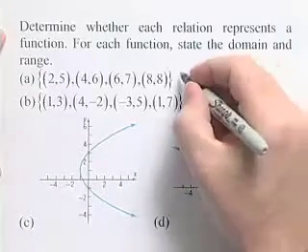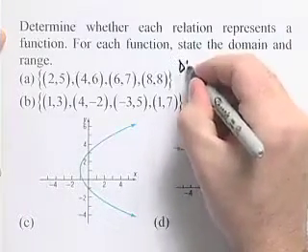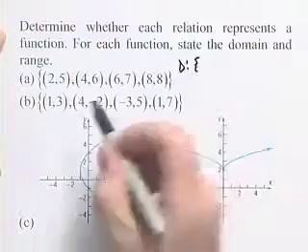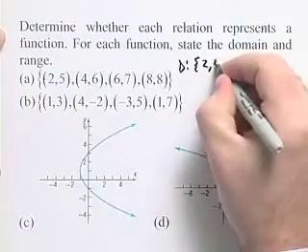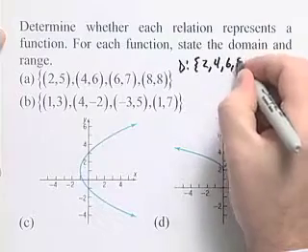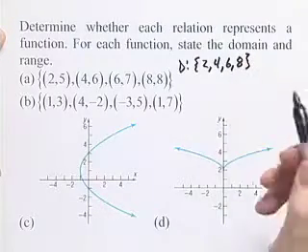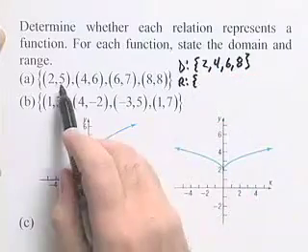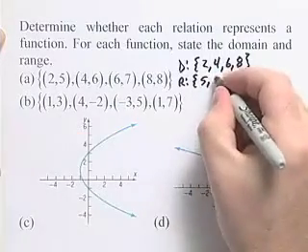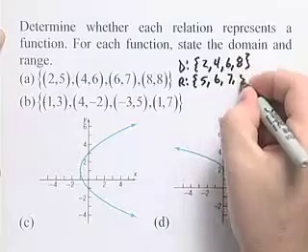Since this is a function, we'll write down the domain. The domain is the set of values that make up the x-coordinates. So we'll have 2, 4, 6, and 8 as our domain. The range is a set of values that make up the y-coordinates. So we have 5, 6, 7, and 8.